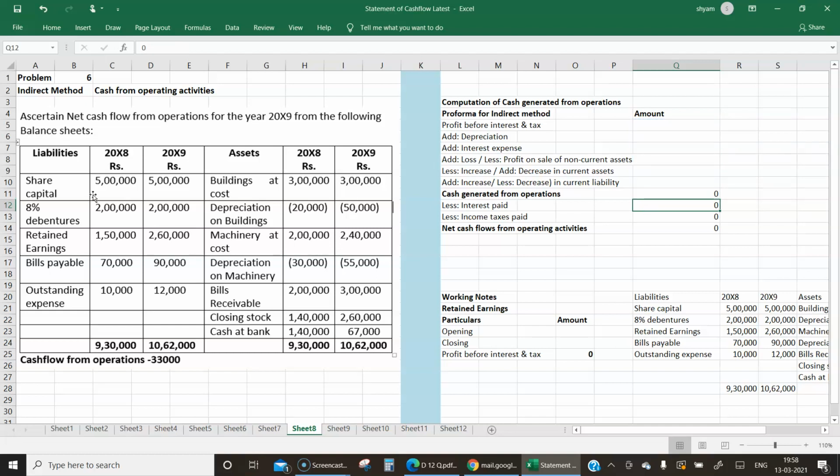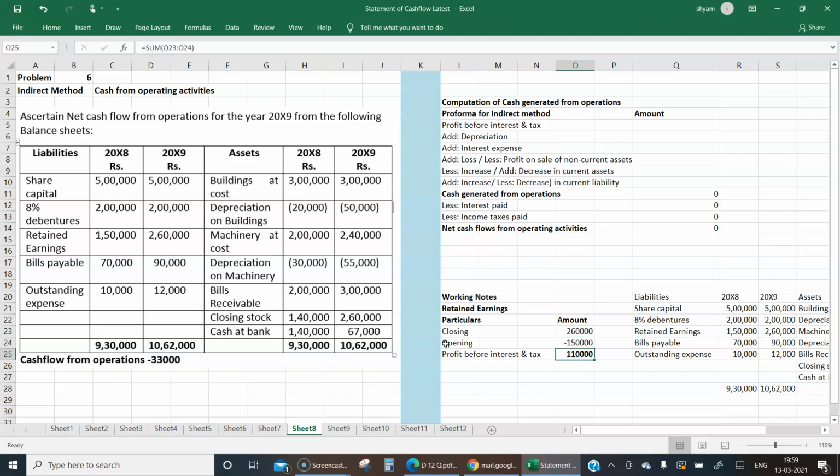So we'll start. See, share capital is stable. Okay, debentures is stable. Retained earnings is increasing. Okay, so what is the meaning of retained earnings increasing? See, retained earnings at the opening, we'll put it like this. Opening retained earnings were 1,50,000. Okay, and the closing retained earnings has been 2,60,000.